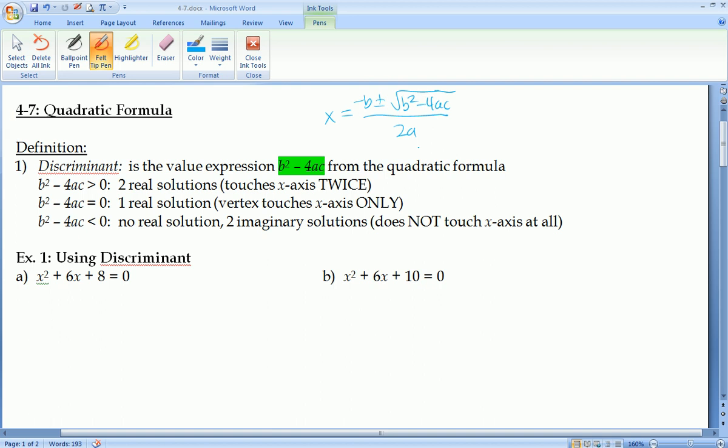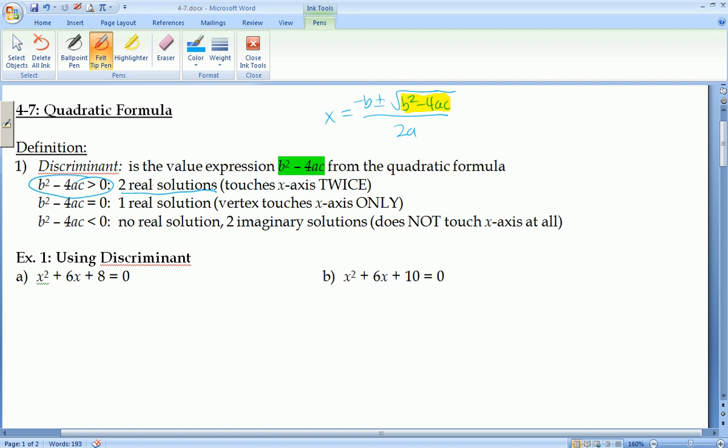So we're going to be using parts of it to describe what type of answers we're going to have. We're going to use the stuff inside of the radical, this b squared minus 4ac, and depending if that is positive, equal to 0, or negative, it will tell you what type of solutions you're going to have. We call that the discriminant. So first part here is if your discriminant inside the radical is positive. If it's positive, you're guaranteed to have two real solutions, meaning you're going to have two answers.